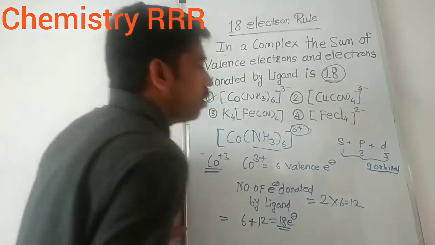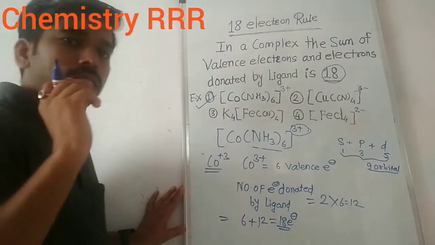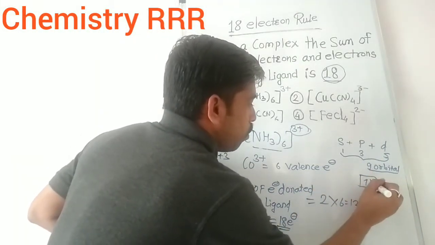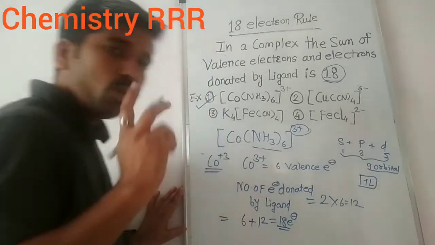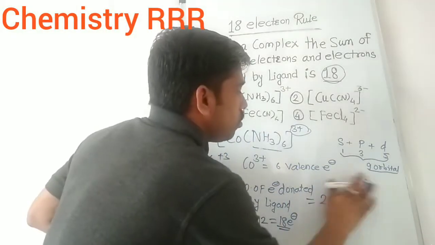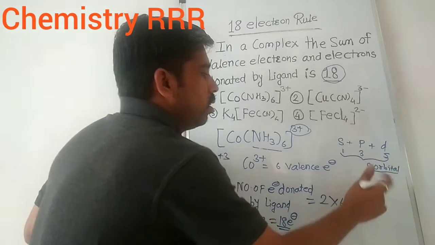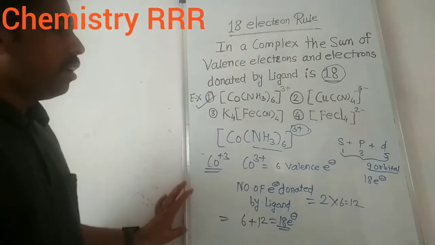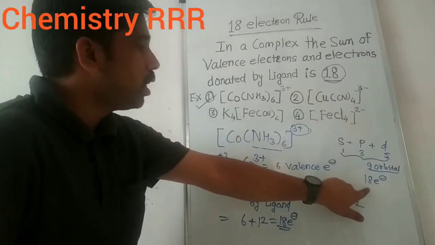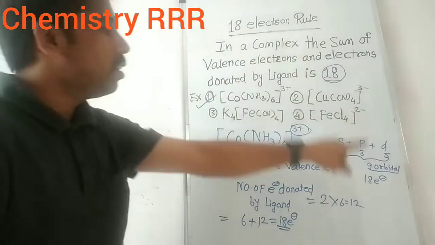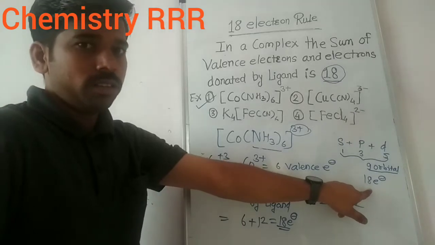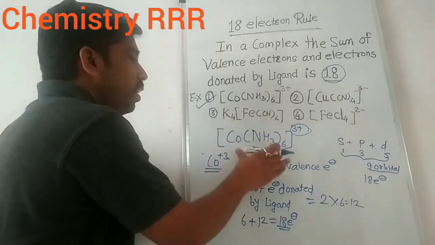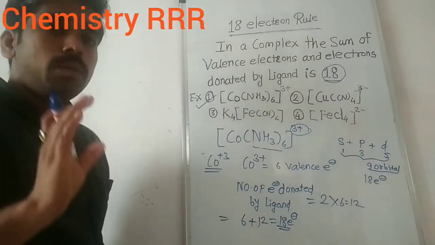Each orbital has a capacity of 2 electrons. The maximum number of electrons present in each orbital is 2. Now if all the orbitals are filled, then the number of electrons is equal to 18. It obeys the 18 electron rule and it is a stable electronic configuration. So if a complex obeys the 18 electron rule, then it becomes a stable complex.